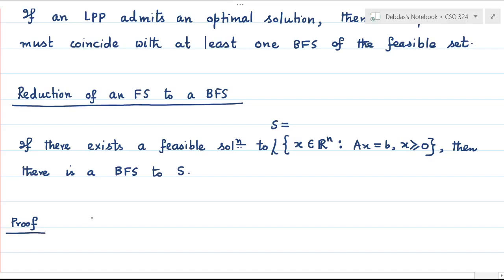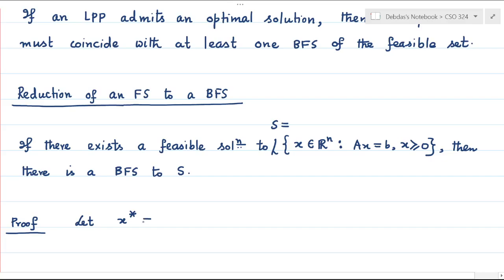So let the given point, which is a feasible point to the set S, be x star. So let x star be a feasible point. Here you notice that in x star you may have a few components 0, and a few other components that are non-zero. So either 0 or non-zero components of the x star will be fine.